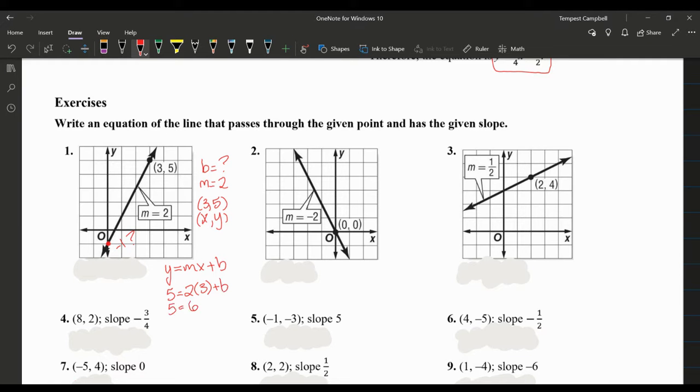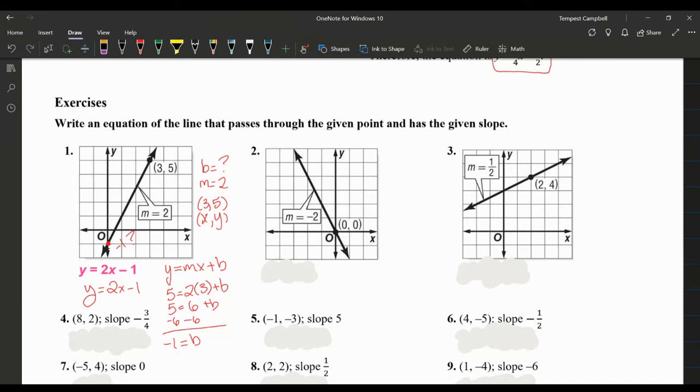We're going to simplify. 5 equals 6 plus b. Subtract 6 from both sides. And it looks like our b is -1. So our equation is y equals 2x minus 1. Now let's check that answer. And that's exactly what we get. Let's do one more example.